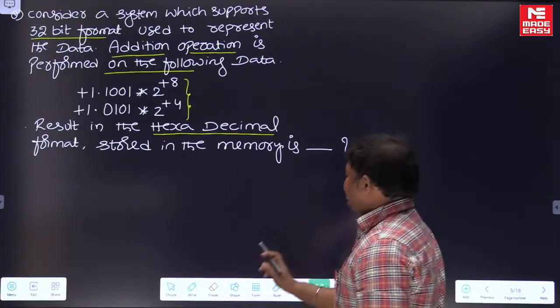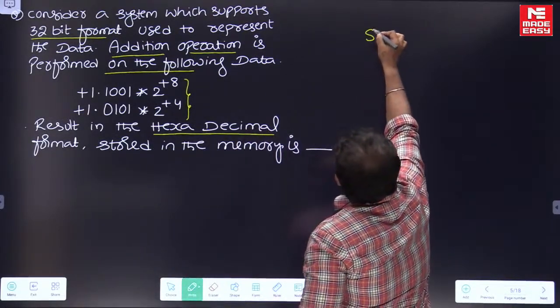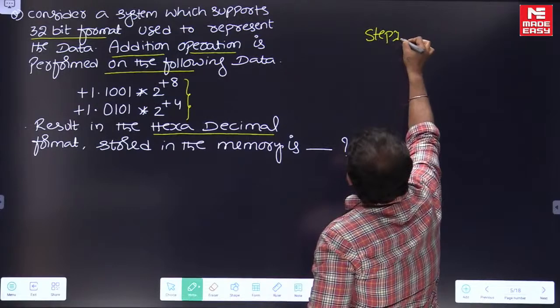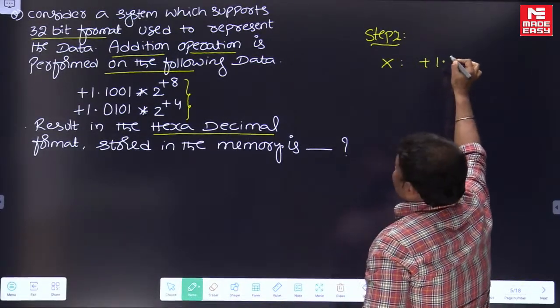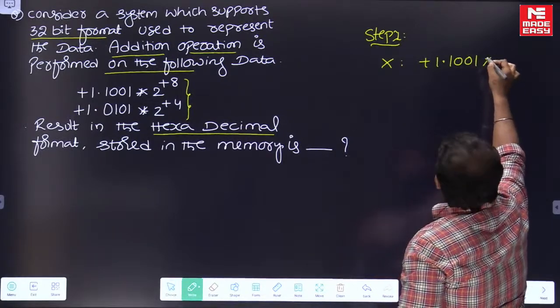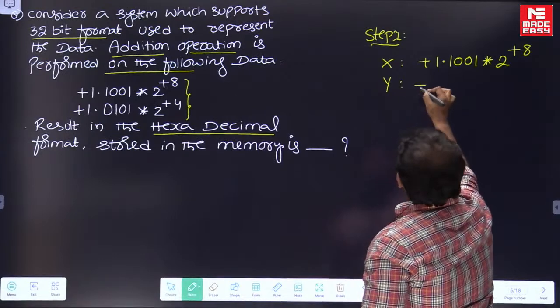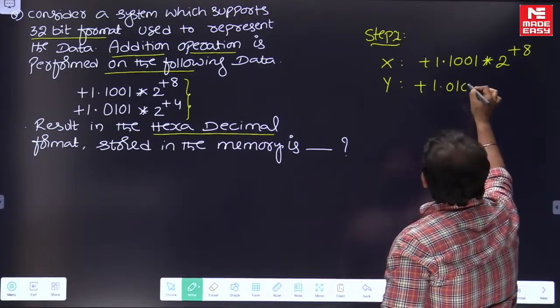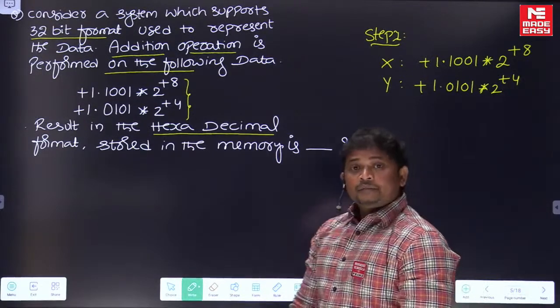First take two numbers. Step 1. Procedure is step 1, take two numbers. x equal to plus 1.1001 into 2 to the power of plus 8. Then y equal to plus 1.0101 into 2 to the power of plus 4. Two numbers I taken.